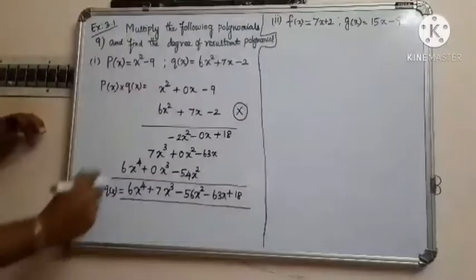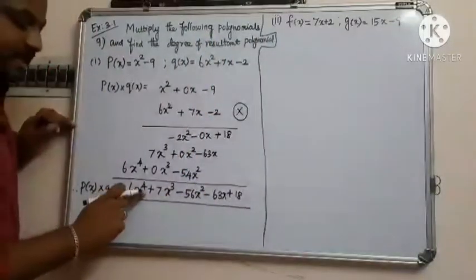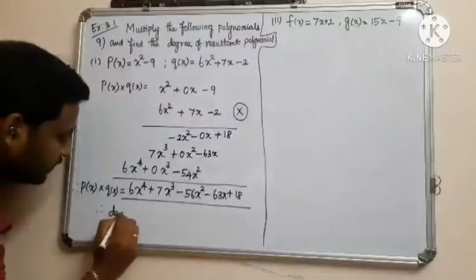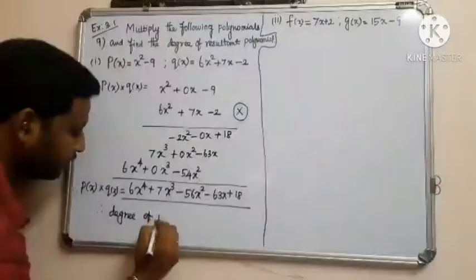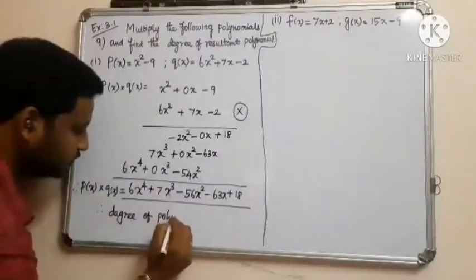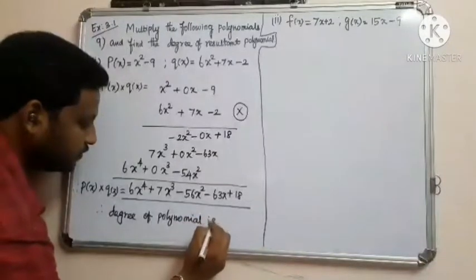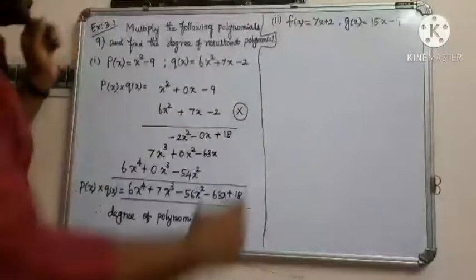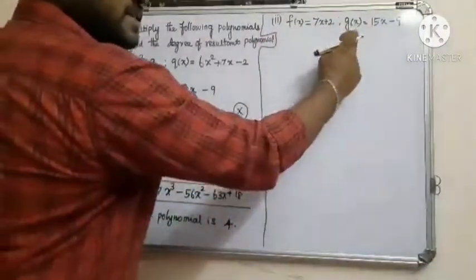Okay, so now you have to write the degree of the resultant polynomial. Here the highest degree is 4, so therefore the degree of the polynomial is 4. Clear? And then second question: f of x is equal to 7x plus 2, g of x is equal to 15x minus 9.